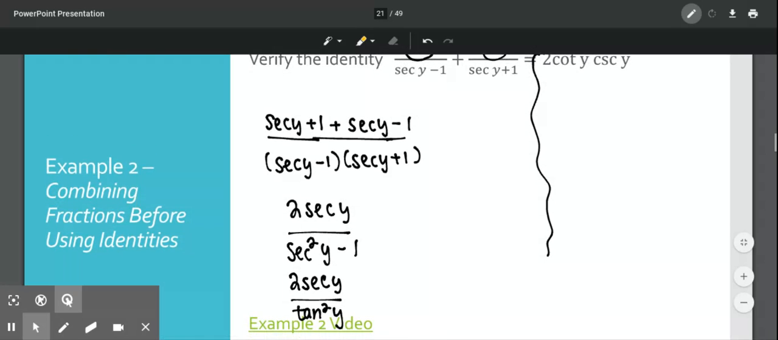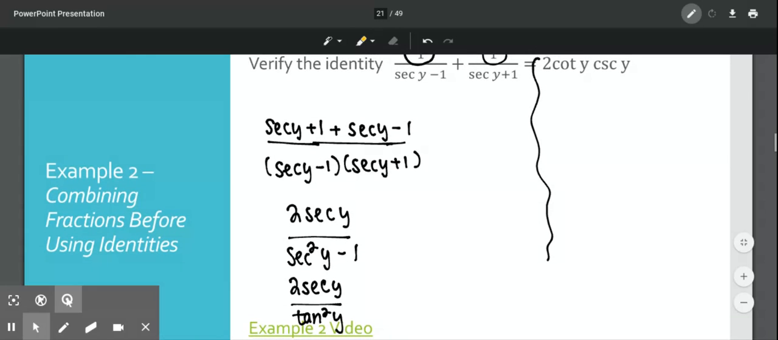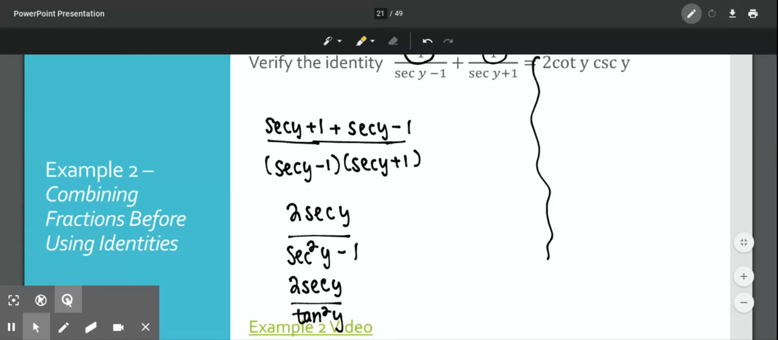And then keep in mind what we want to get to. Right, so we want to get to a cotangent and a cosecant. And so maybe it makes sense to change things into sines and cosines. If we have 2 secant y, isn't that the same thing as 2 over cosine? So here we would have 2 over cosine y. And if we're dividing by tangent squared, so we're dividing by sine squared over cosine squared, that means we're multiplying by cosine squared over sine squared.